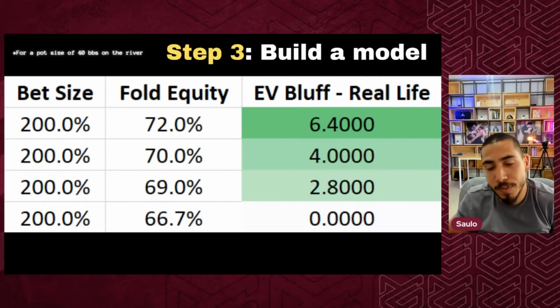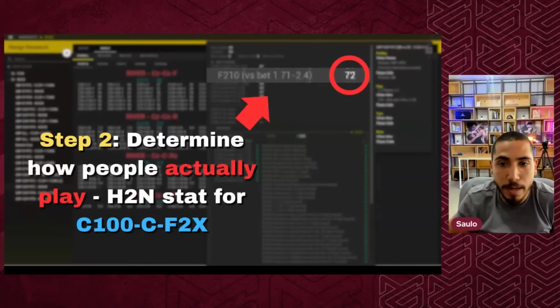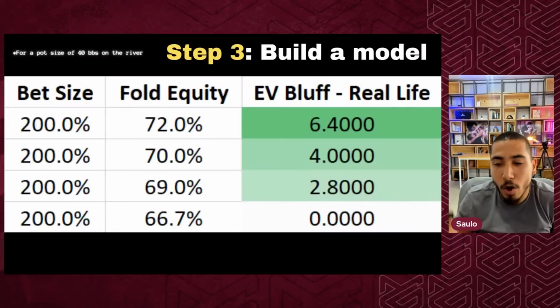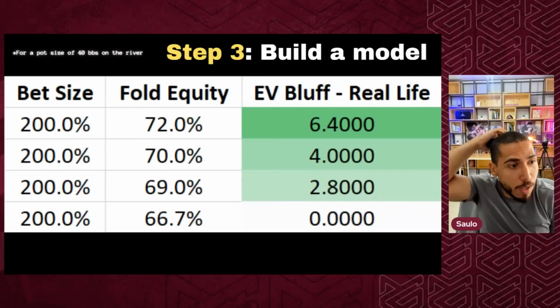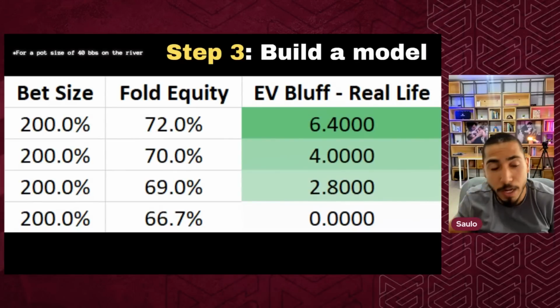Now, I included 70% and 69% because this is another very important thing about studying data in Hand2Note, which is that you cannot assume all of the hands in your range will be able to enjoy this fold equity, because different hands have different blocker properties, and those blocker properties are going to have an impact on their fold equity. So I always want to be conservative with my models. I always want to assume that I'm going to have terrible blockers. So if I have terrible blockers, my fold equity is actually going to be lower than the fold equity I see in the data. So for this particular spot, I would assume something around 69%.